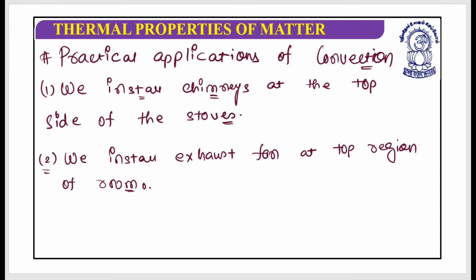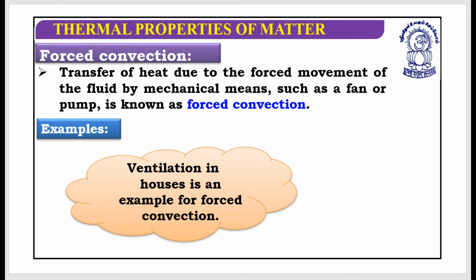So now let's go back to forced convection. It is transfer of heat due to the forced movement of the fluid by mechanical means, such as a fan or a pump. This is known as forced convection. As we have discussed, ventilation in a house is an example of forced convection. Are you clear with this?